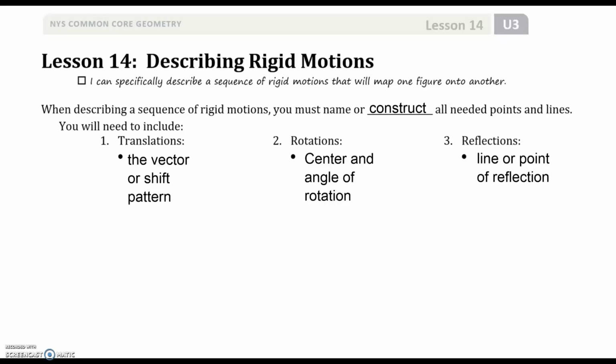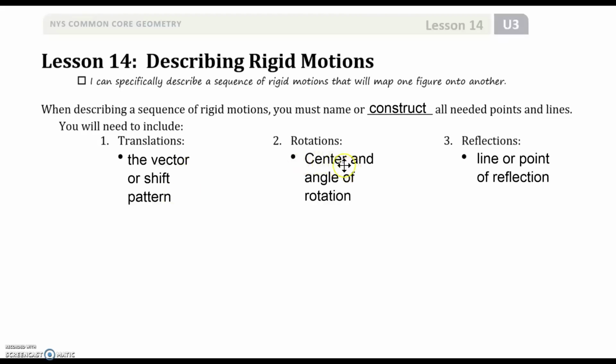We're going to be describing rigid motions. So when you're doing that, you're either going to name or construct every point or line that you use to refer to, and we'll be describing what has happened between an image and its pre-image. So for a translation, you do need to name the vector if it's on a regular plane or a shift pattern if it's on the coordinate plane.